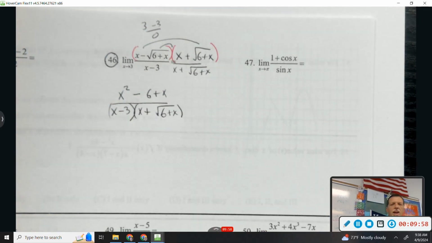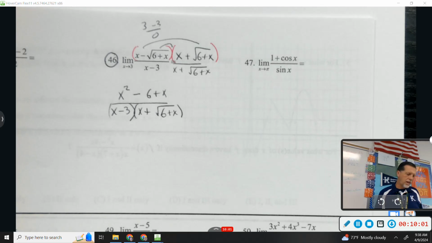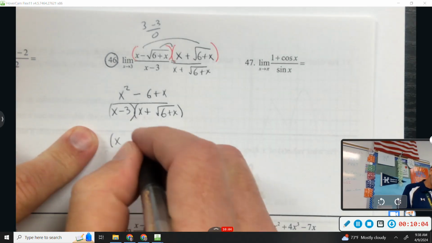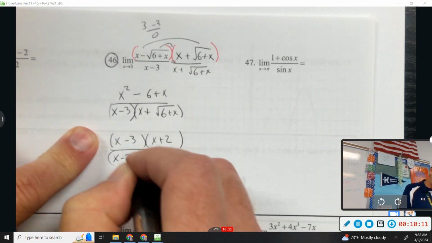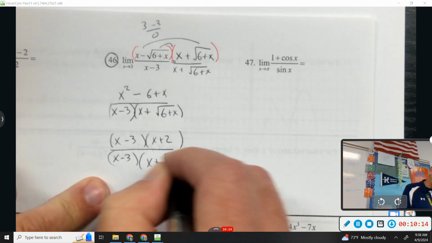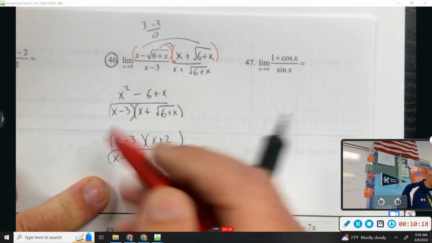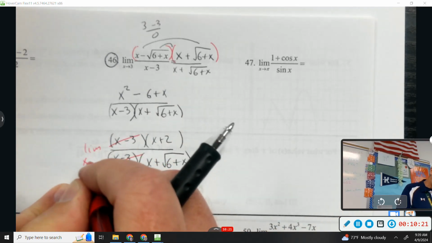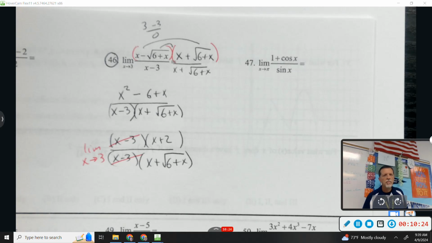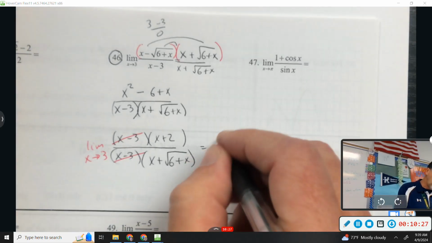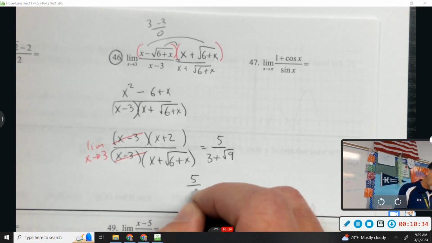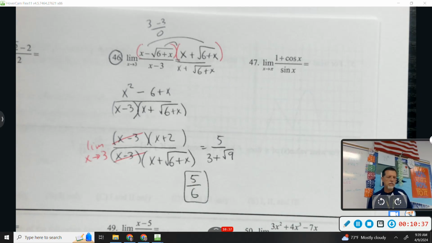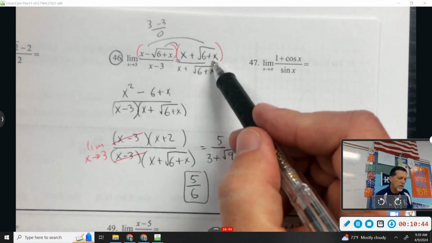Nothing cancels yet, but I think I can factor the top, x minus 3, x plus 2. And now that x minus 3 will cancel. And then we get to try again with substitution. So 3 plus 2 is 5 over 3 plus square root of 9. So 5/6. So I guess that had a little of both. We had to conjugate, but then we also had to factor.